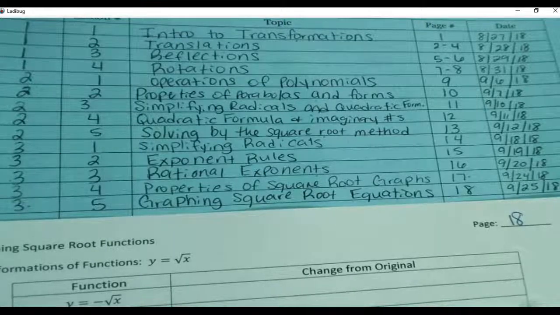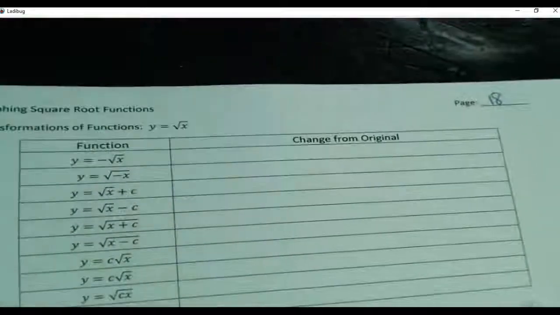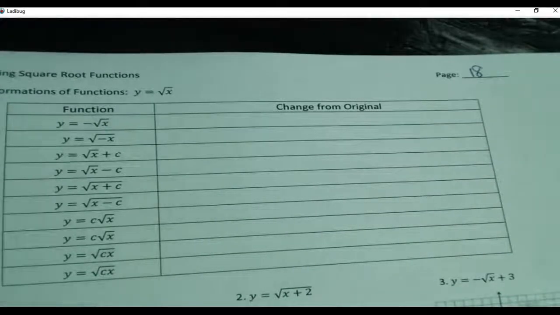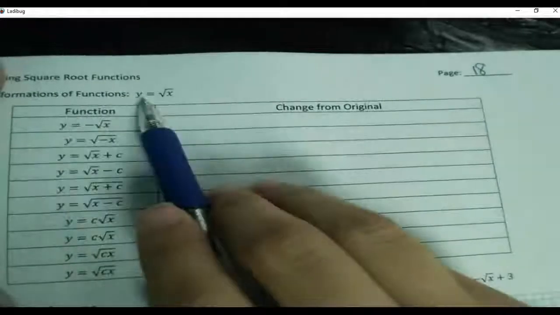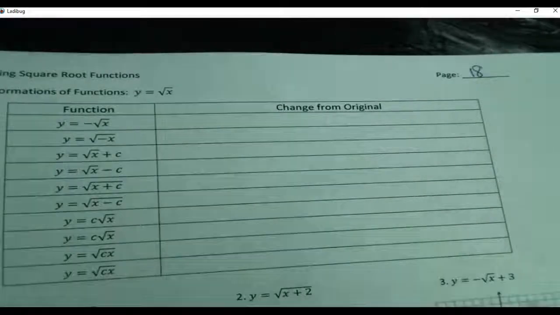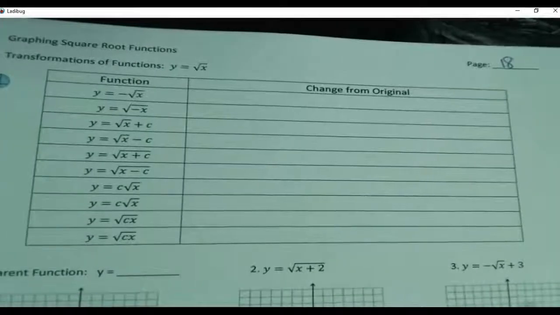Okay, so yesterday we graphed a little bit and we just typed the thing in the calculator and we found our little starting point. So today we're going to talk about what actually happens when you have numbers and stuff added to this function. So we're looking at y equals the square root of x is all that we're going to be graphing. So the first one is if you have a negative out front.